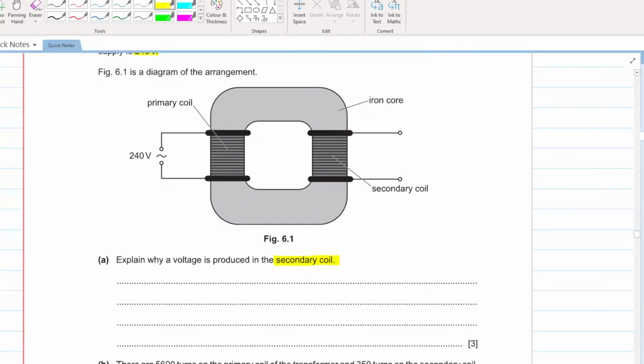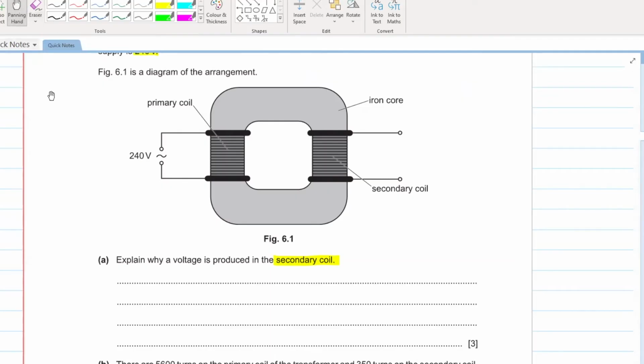Beta, why is a voltage produced in the secondary coil? What will you say? What will you say? बताता हूँ. I will tell about this in the क्या होता है यार वो ग्रुप में बताऊंगा. अच्छा. What will you say here?